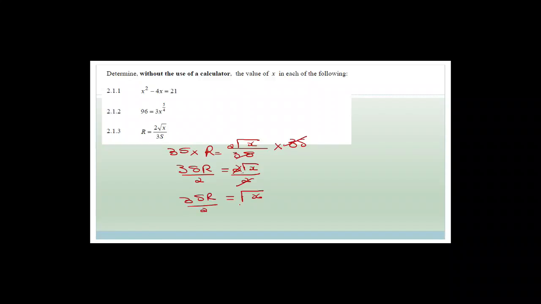But now we need x by itself. So do you agree that I can square this side? But what I do to the one side, I have to do to the other side. So I'm going to square this side as well. So therefore x is equal to, 3 squared is 9, s squared R squared over 4. Right, not too bad, hey.